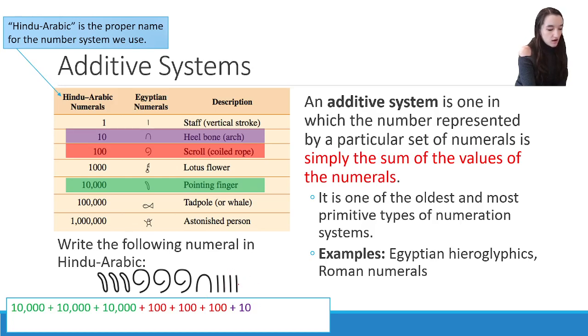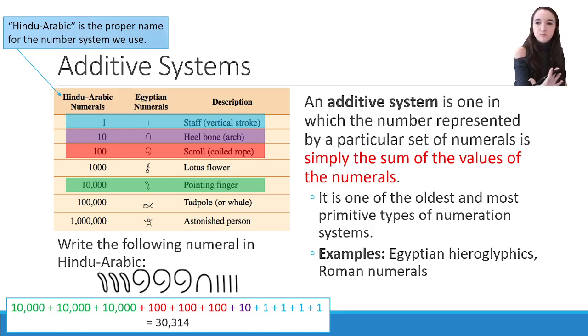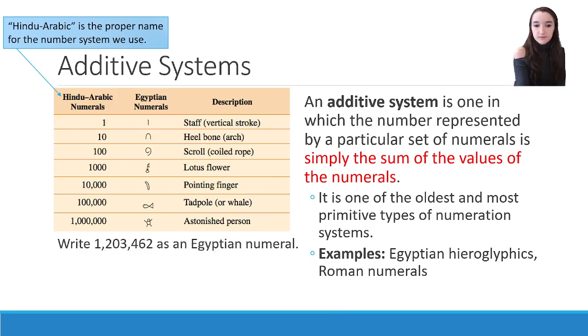And the staves are just the number 1. There are 4 of them, so we add in 4 ones to get a total of 30,300. 10 plus 4 is 14. So 30,314. All we need to do then is just add up what each of these represents. There's nothing more to it. We don't have to understand anything further, and as long as we have the symbols in front of us, it's pretty easy to translate. We can also go in the opposite direction.